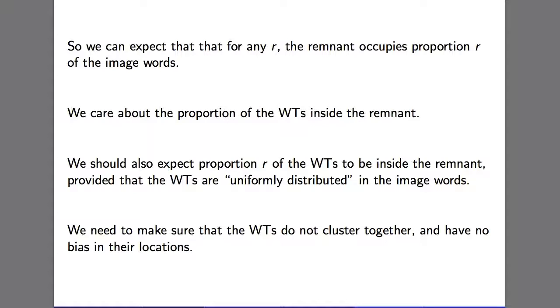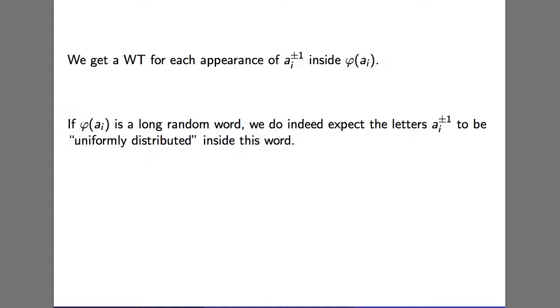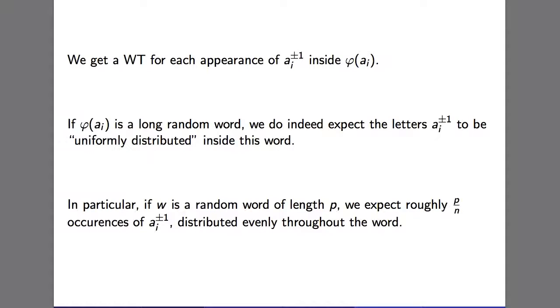All right. Where do they come from? Remember the Wagner tail, we get one for each appearance of a_i or a_i inverse inside of phi of a_i. And if phi of a_i is a long random word, actually we should expect these letters to be uniformly distributed inside of these words. If you choose a word at random, there is no reason that these should be clustered towards the beginning or anywhere else. They should be distributed uniformly throughout a random word. In particular, if w is a random word of length p, you can even predict how many you should expect to see. It should be roughly p over n occurrences of this letter distributed evenly throughout the word.